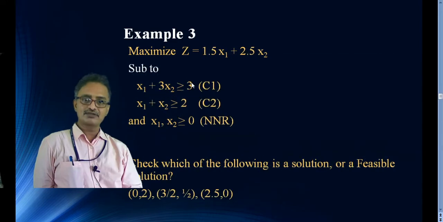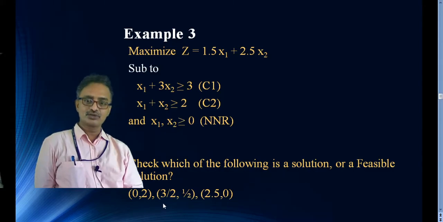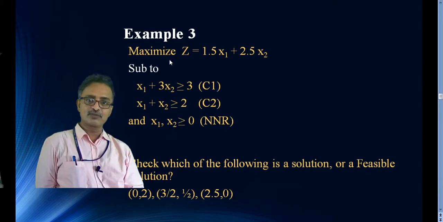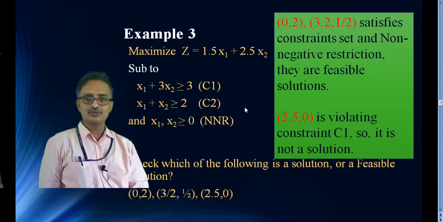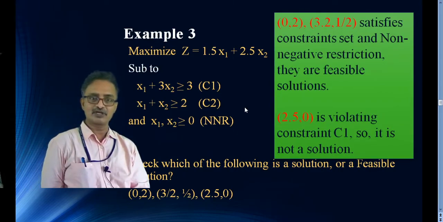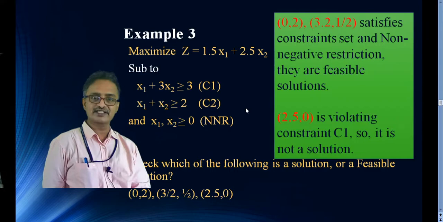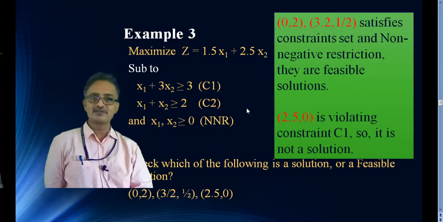Now, let us look at another example where we have 3 points of x1, x2 decisions: (0, 2), (3/2, 1/2), and (2.5, 0), and it is in the solution space for the given maximization problem, where maximize z equal to 1.5 x1 plus 2.5 x2 subject to c1, c2 and non-negativity restrictions. If we substitute the given x1, x2 values in the formulation, (0, 2) and (3/2, 1/2) satisfy both constraints and also the non-negativity restriction. Therefore, they are feasible solutions.